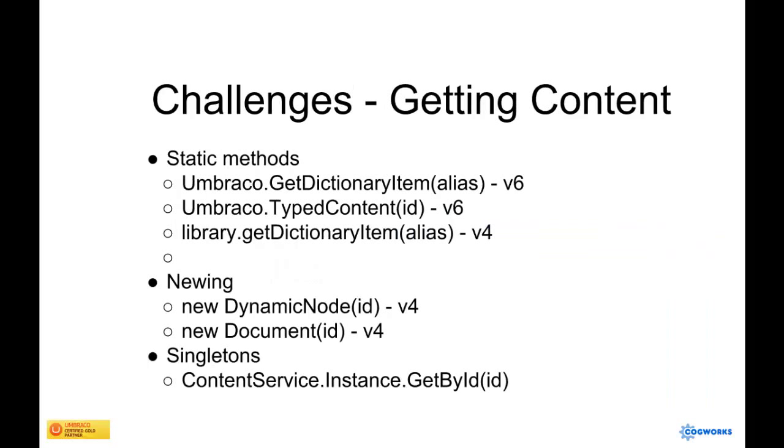Anyway, so challenges when trying to unit test in Umbraco. Umbraco has a lot of static methods: get dictionary item, get content, get dictionary item in the old API. It has a lot of newing. So in V4 there was dynamic node and document. That's how you get some content, and there's a lot of singletons as well.